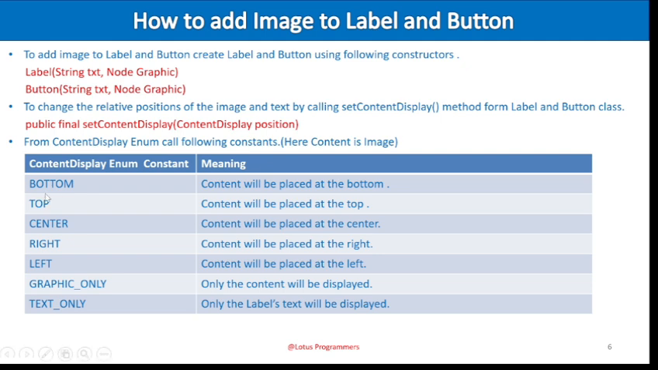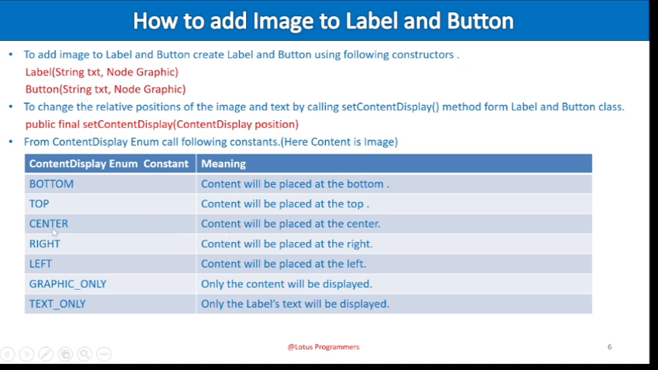Here the content called from the setContentDisplay method is the image. If the ContentDisplay enum constant is bottom, the content will be placed at the bottom, that means the image is displayed at the bottom. When the image is displayed at the bottom, the text message is automatically displayed on the top. If the constant is top, the image is displayed at the top, and automatically the text message is displayed at the bottom.